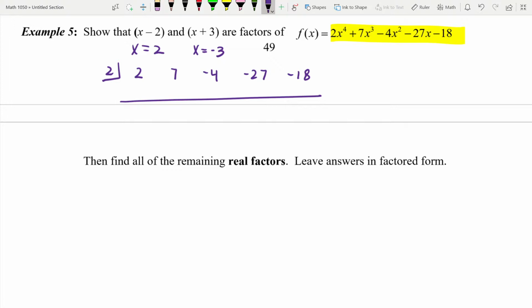Freeze for a second. A 0. No remainder. Yeah. If I get a remainder, I did something wrong, because I know it's a factor. So I know it's a solution.